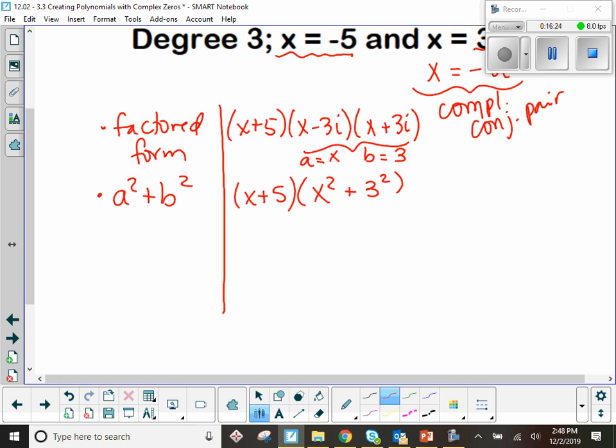Okay. And what is 3 squared? 9, absolutely. So really I have this. And I want you to FOIL that and write your answer in standard form. Take a moment and do that.